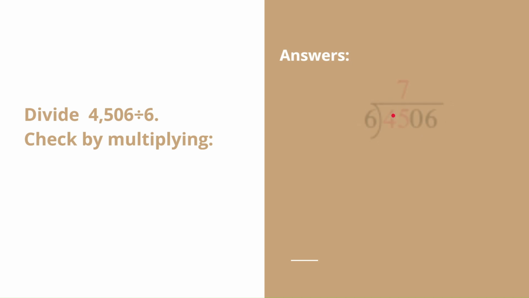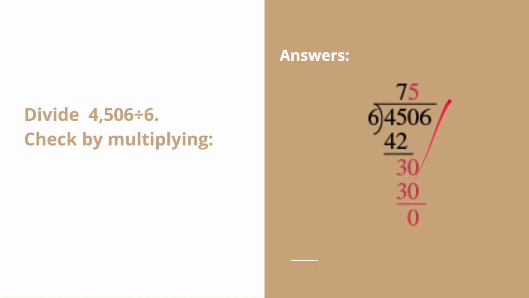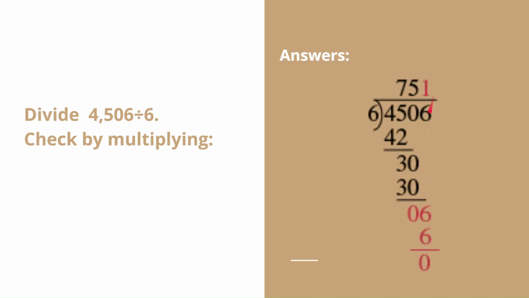you write it like this, and then you cannot divide 4 by 6. So we divide from 45. The biggest number we can find is 42, which is 7 times 6. So 45 minus 42 equals 3. And then we put the 0 down. And then 6 times 5 equals 30. So it will be 0. And you put the 6 down, which we know 6 times itself will be 6.